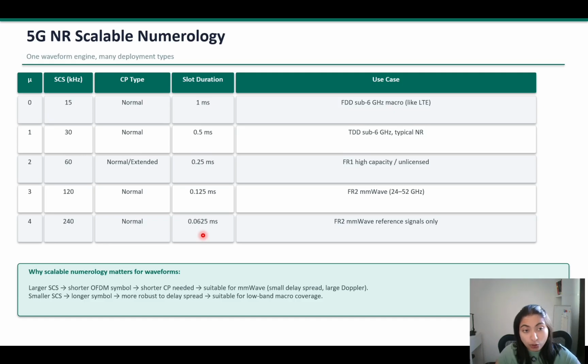On the other hand, at lower frequencies like 700 megahertz covering a rural cell or an urban cell, you want longer symbols with a long, wide cyclic prefix to combat this delay spread. Conversely, you also need a longer cyclic prefix to handle the large delay spread. So one waveform engine, the cyclic prefix OFDM, can be tuned differently for different scenarios. Now look how amazing this is.